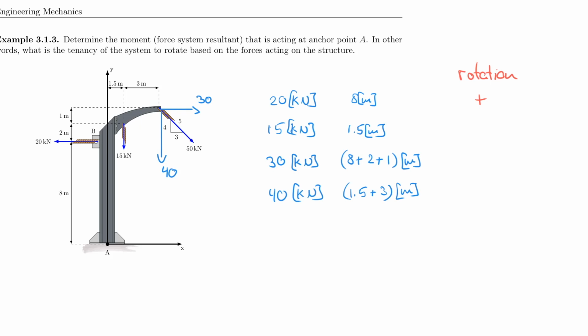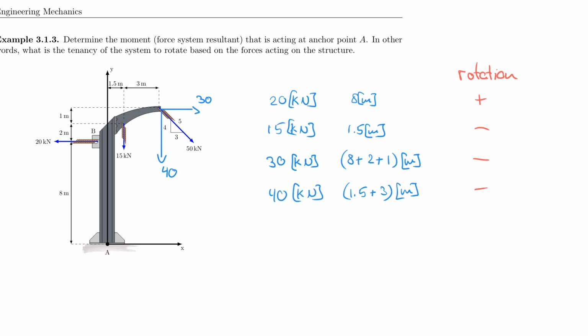Now the 15 Newton is acting in which direction? It's acting downwards, so that rotates this way around, which makes it clockwise. Therefore, that is negative. The 30 is the next one. So the 30 would be this force here, which rotates this way around, which is clockwise. Therefore, that is also negative. And last but not least, the 40, which is rotating this way around, that's also negative.